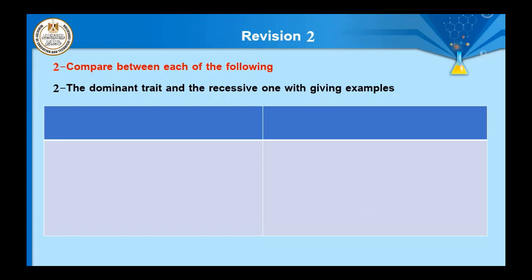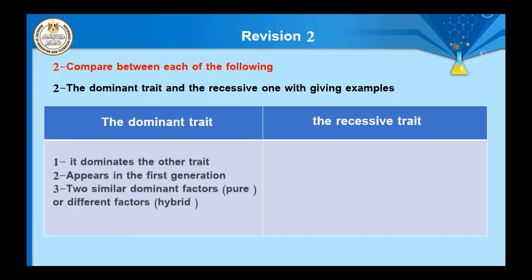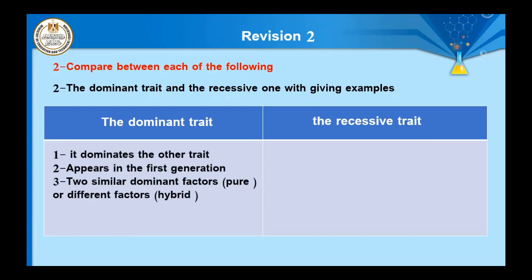Hereditary traits can also be classified into other types. One of them is dominant trait and the other is recessive trait. Dominant trait can be defined as the trait that dominates the other and appears in the first generation by ratio 100%. Number 1, it dominates the other trait. Number 2, it appears in the first generation by ratio 100%. And dominant trait can be formed by similar dominant factors or different factors. This means that dominant trait can be pure or hybrid.